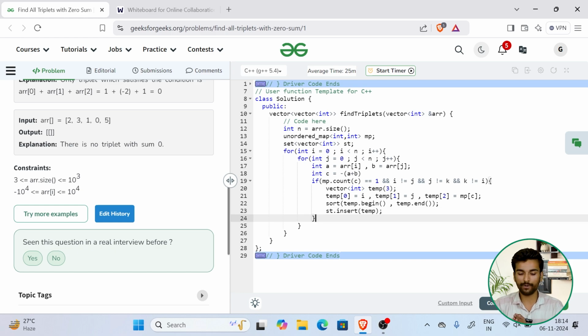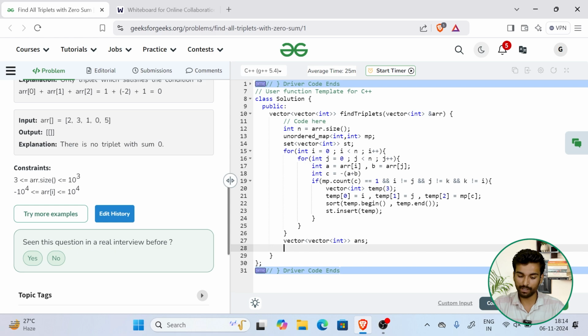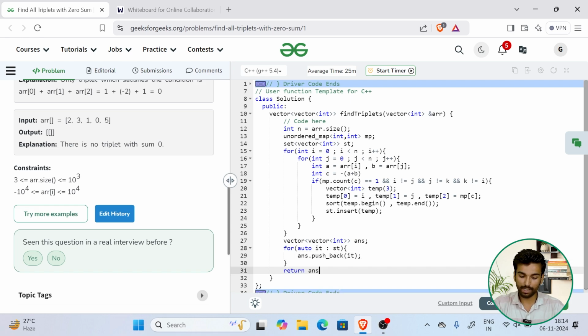After this for loop is finished, I will have all the possible triplets whose sum is equal to 0 stored in the set data structure. So in the end you just have to take out the triplets. Let's say I'm taking one answer vector, and I will iterate on this set st and push back the vector that is present at that iterator. So answer dot push back it, and in the end just simply return this answer.